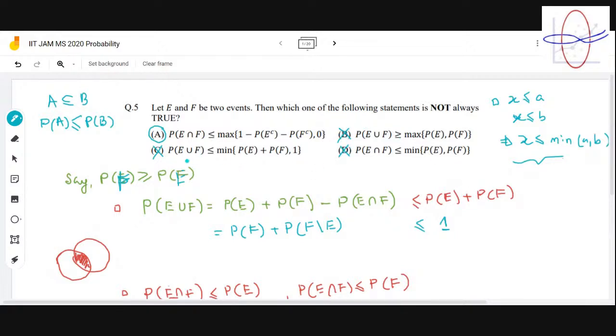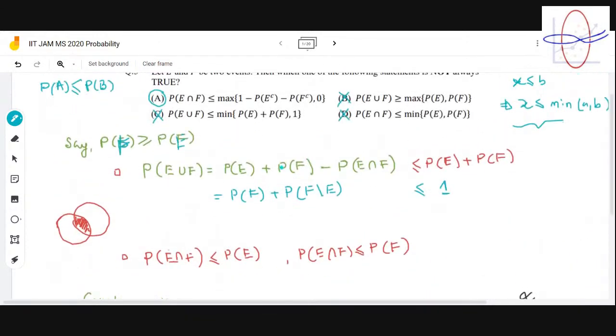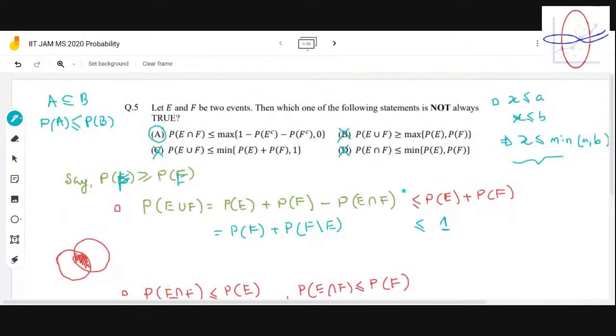Let's try to understand probability of E union F. Observe this very carefully: probability of E union F is equal to probability of E plus probability of F minus probability of E intersection F. Therefore, it's less than or equal to probability of E plus probability of F. And also, since it's a probability, it is less than or equal to 1. So since X is less than or equal to A and X is less than or equal to B, X is less than or equal to the minimum of the two. Simple, right? That's what we got from here, and C is also true. Therefore, we get that A is not true.